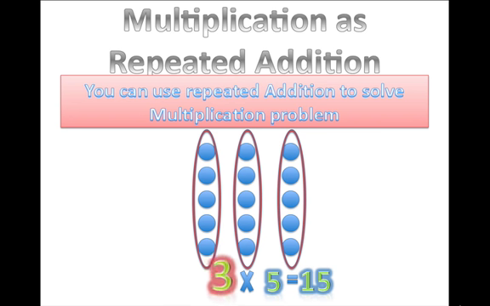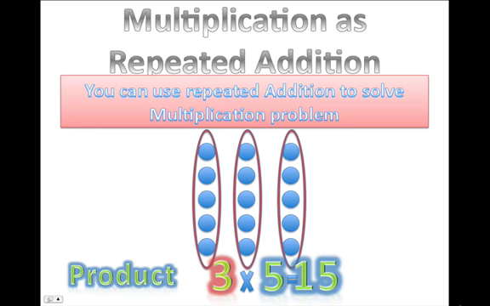Now, the 3 and the 5 in a multiplication sentence are known as factors. And in a multiplication sentence, the 15 is known as the product. This concludes the lesson for multiplication as repeated addition.